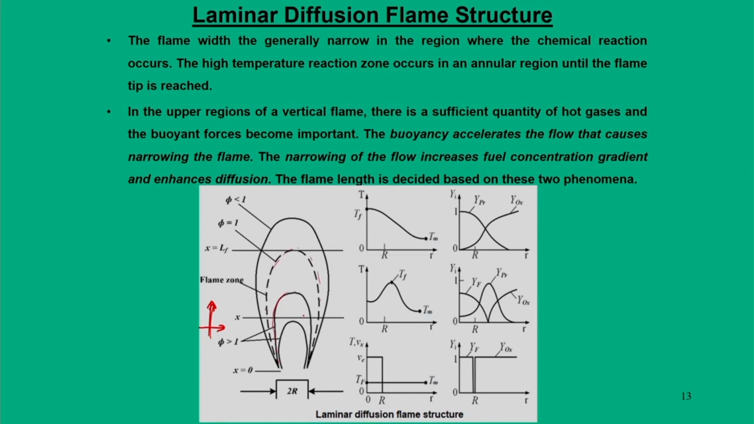One particular surface we can find is for phi equal to 1, and for that phi equal to 1 we can find a particular x at which it appears. That is nothing but x equal to LF. So, the length of the flame is decided based on two parameters: one is buoyancy, the other is diffusion.